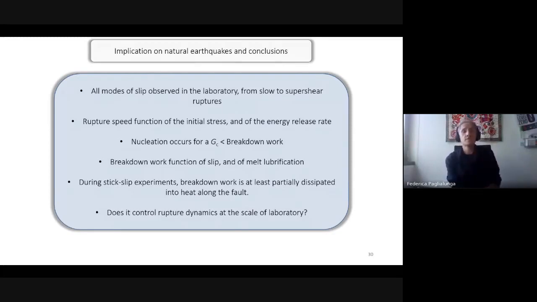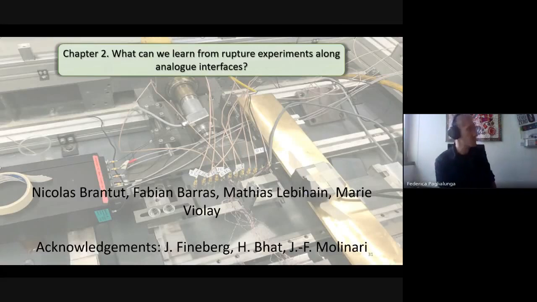Rupture speed is mostly a function of the initial shear stress and of the energy release rate. And then what we mostly have seen is that nucleation occurs for a small value of GC, which is much smaller than the value of breakdown work we computed after the experiment. And during stick-slip experiments, breakdown work is at least partially dissipated into heat along the fault. And so now the question is: does it control rupture dynamics at the scale of the laboratory? And I let the floor go to Federica then, and she will talk about a recent experiment she did here.